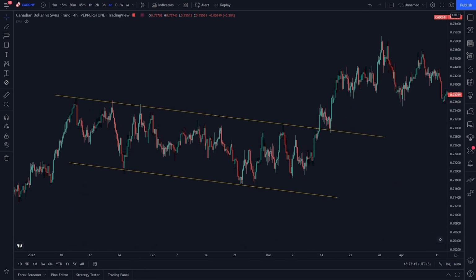Now we are looking at CAD-CHF 4-hour chart. We may notice that the trend line is broken at this time. For some traders who like to trade breakout, they will enter once this situation happens. But I prefer to trade after the pullback.